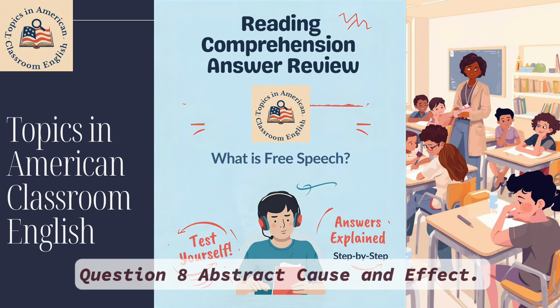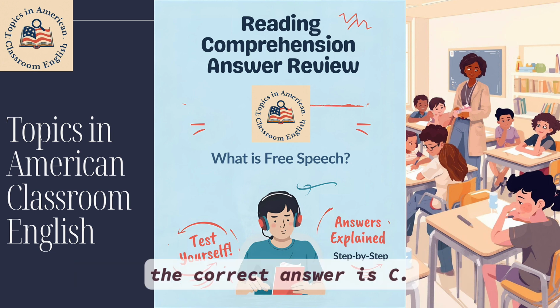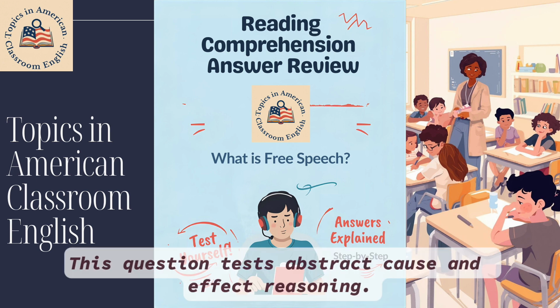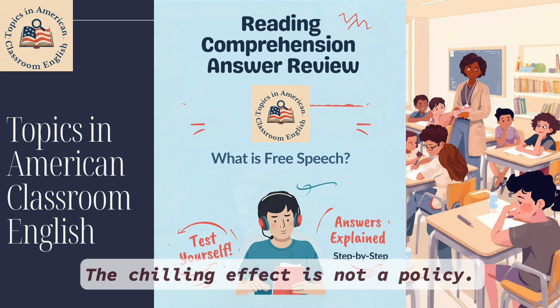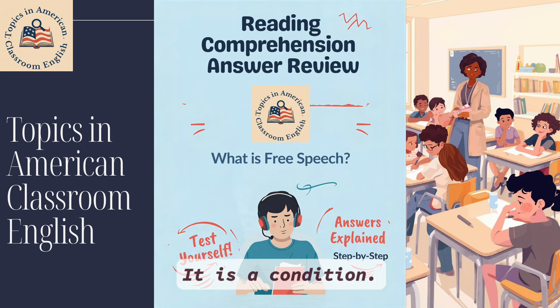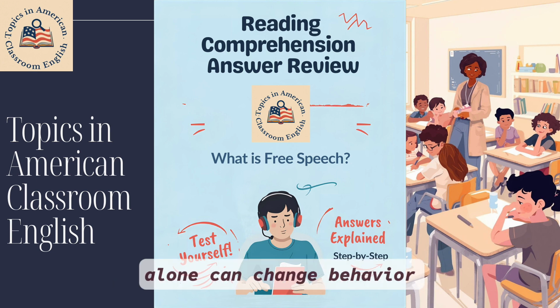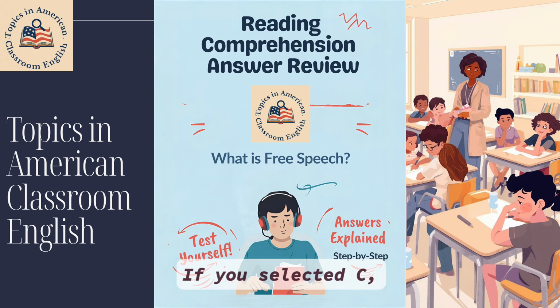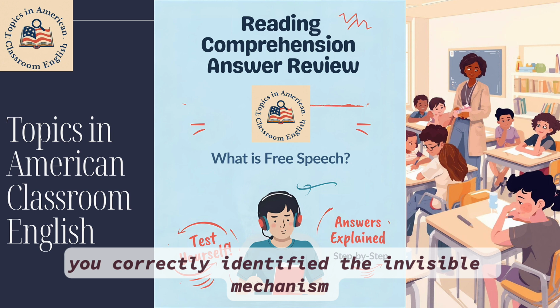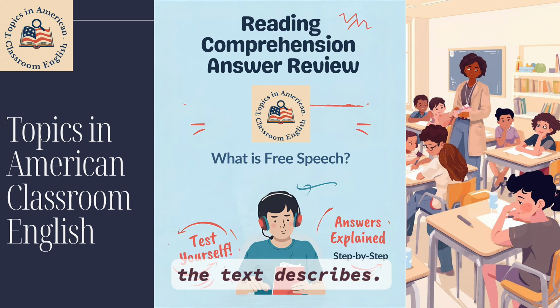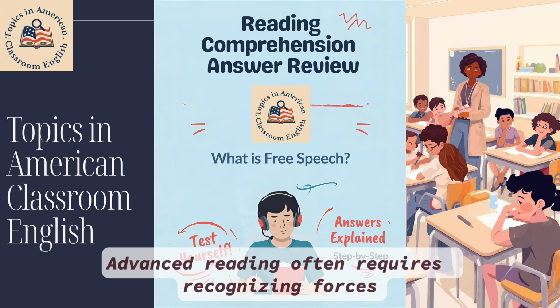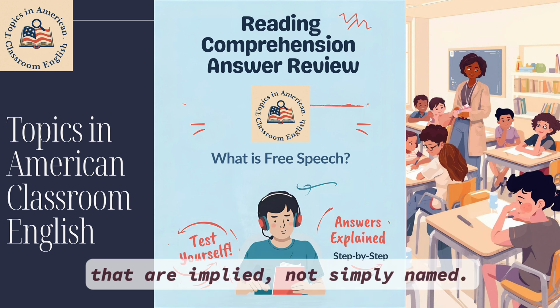Question 8. Abstract cause and effect. The correct answer is C. This question tests abstract cause and effect reasoning. The chilling effect is not a policy, it is a condition. The passage explains that fear alone can change behavior and weaken free expression. If you selected C, you correctly identified the invisible mechanism the text describes. Advanced reading often requires recognizing forces that are implied, not simply named.